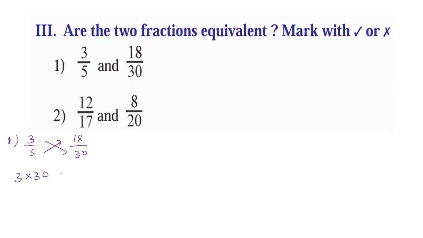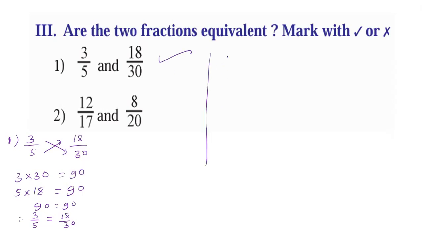3 times 30 is 90. 5 times 18 is 90. 90 is equal to 90. Therefore, 3 by 5 is equal to 18 by 30. These two are equivalent.